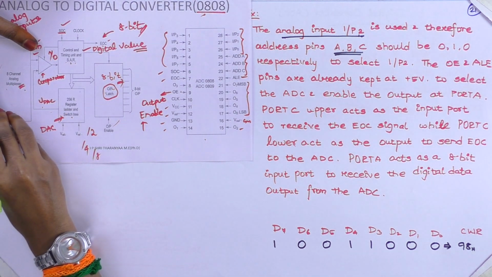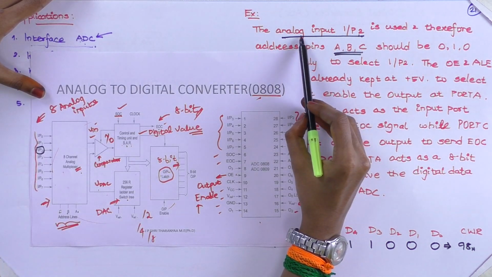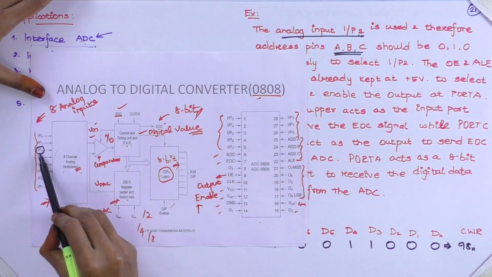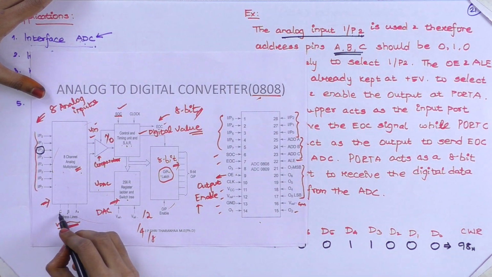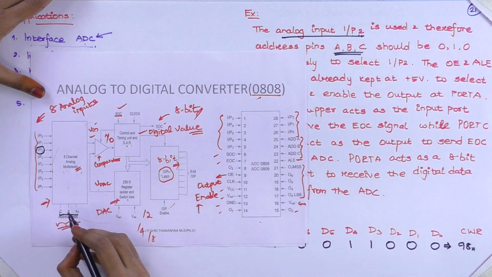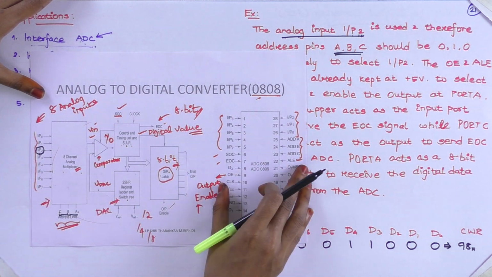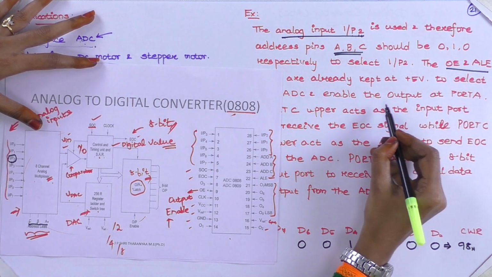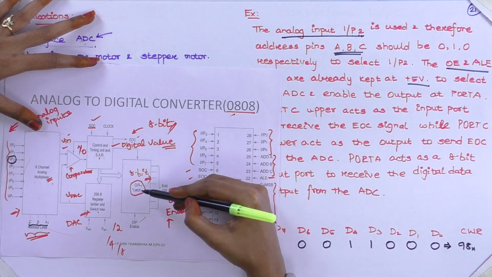You are supposed to convert the analog input from this. So in the example they have given, the input given through the IP2 pin should be selected. So it should be selected in such a way that these values are configured so that this input will be selected. Fine. And they are saying that the output enable and the ALE should be given 5 volts. It should be high so that we can get the output from the output latch.